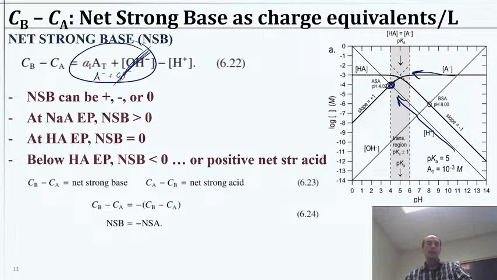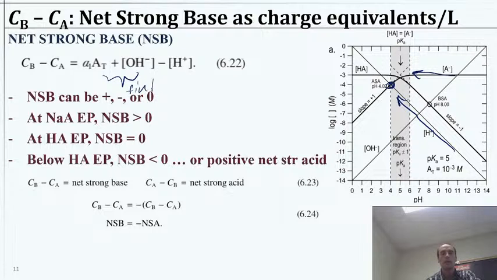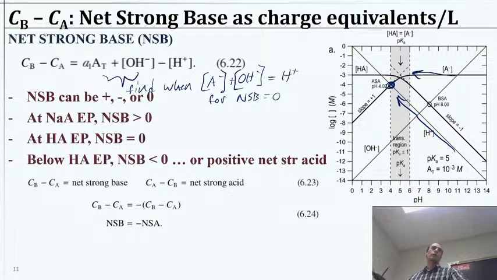So, given that, I'm just going to write this a little more clearly. We're going to find when the A minus plus OH minus equals H plus for the net strong base to be equal to 0. So just a nice little call out there to figure out where do we start with this, right? So the net strong base will be 0 right there.